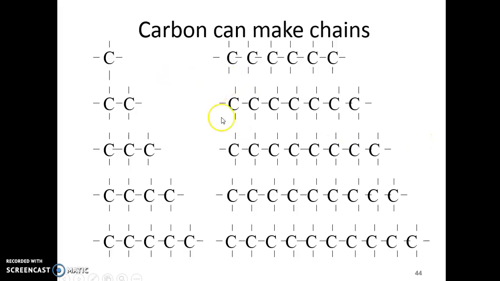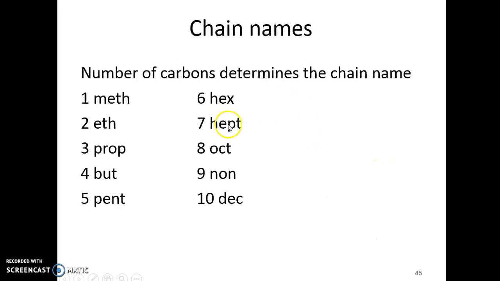Okay, we've seen that carbon can make chains, and they can make really, really long chains. I've just given you 10 of them here. The number of carbons in that chain is very important because that tells us what the beginning of the name is going to be. These are the prefixes that we use in organic chemistry, and they say how many carbons are in that chain that we're looking at.